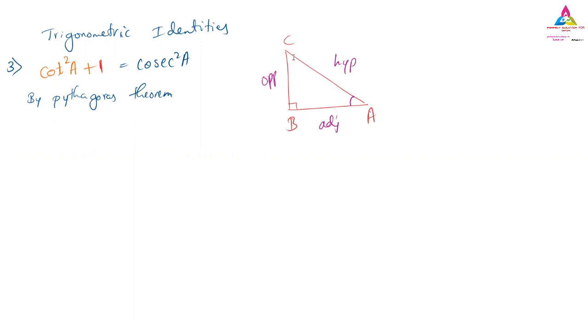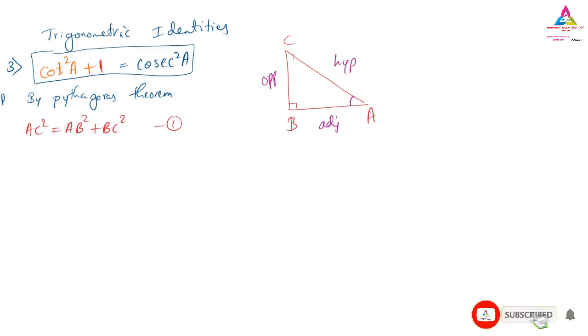So by Pythagoras theorem, we will do the same thing. AC square is equal to AB square plus BC square. Same rule. This is equation number 1. Now we will concentrate on what we have to prove. This is the proof, and we are finding the proof for that. So we want the cot A. So let me go for the cot A. What is cot A?